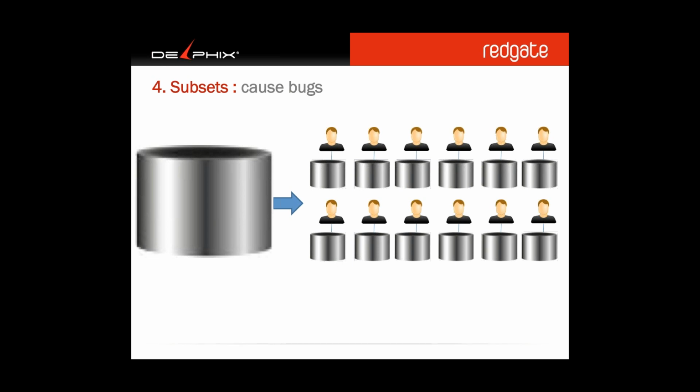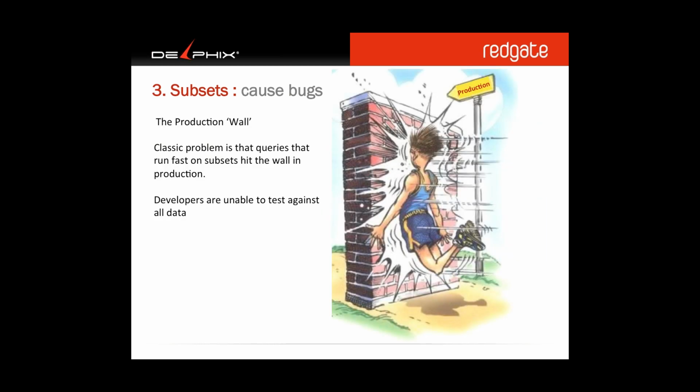The scripts have to be maintained to extract data from the production database, make sure the data is coherent, make sure that referential integrity is respected, and these scripts are constantly breaking, requiring maintenance. And now what happens, I don't know if you guys have run into this, but what happens when code written on subsets actually makes it into production? It actually, in many cases, hits the wall. This is what we're finding with customers.